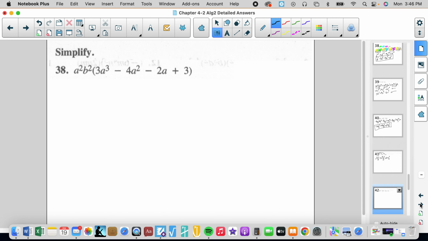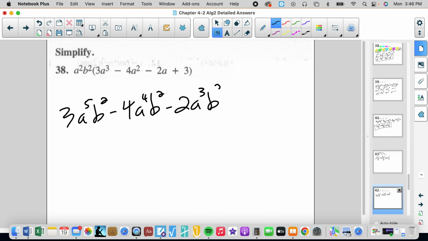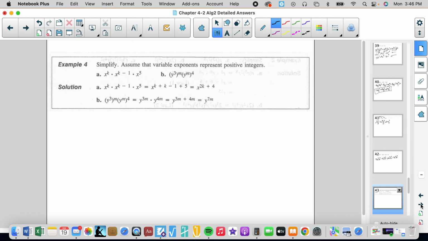So let's do it again. We'll do a to the 3. There you go. Already made a mistake. 3a to the 5th b squared minus 4a to the 4th b squared minus 2a to the 3rd b squared plus 3a squared b squared. A to the 5th, 4th, 3rd, 2nd. We're done. As fast and easy as that.